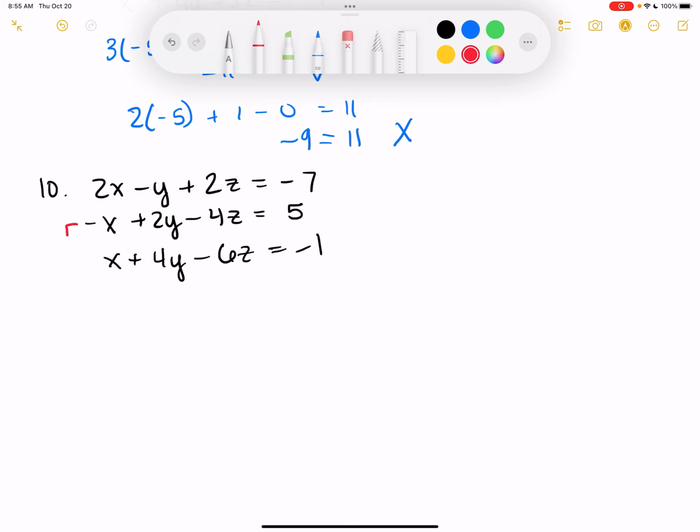So these 2, I like to mark off which ones I'm doing first because you're going to have to do it twice and you cannot pick the same one twice. So you'd have to pick another one and you're going to have to cancel the same variable. Because we're trying to get down to 2 equations and 2 unknowns is what we're working for.